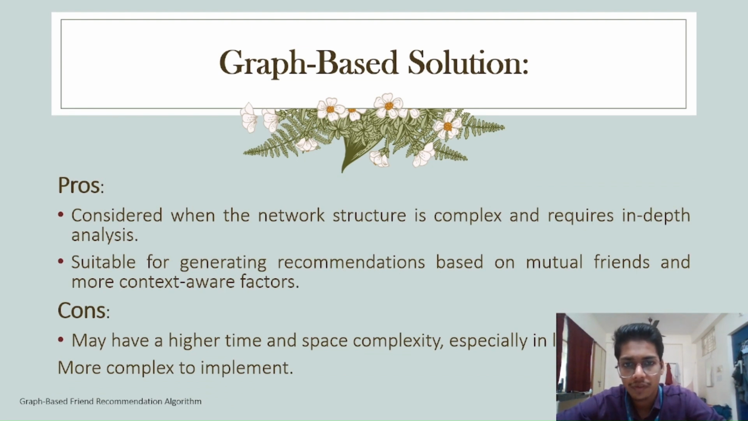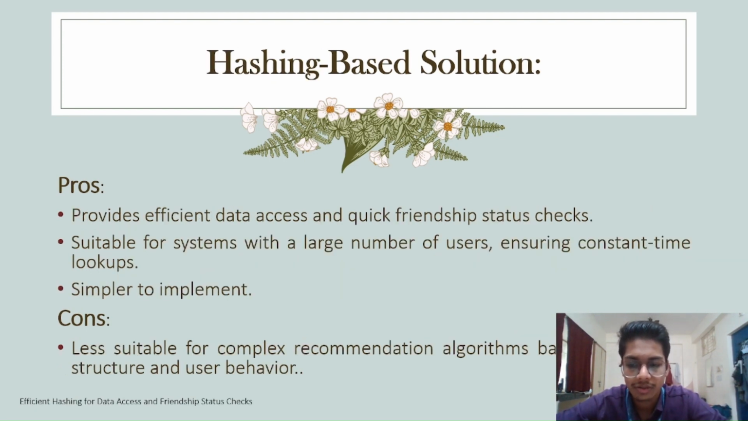Talking about the first solution, the graph-based solution offers advantages for complex network structure, enabling in-depth analysis and context-aware friend recommendations. However, it can introduce higher space-time complexity, particularly in large networks, and may be more challenging to implement due to its intricacy. For the second solution, the hashing-based solution excels in efficient data access and rapid friendship statistics, making it ideal for systems with a substantial user base while remaining straightforward to implement. However, it may not be the best choice for complex recommendation algorithms that rely on network structure and user behavior, where graph-based solutions are more suitable.